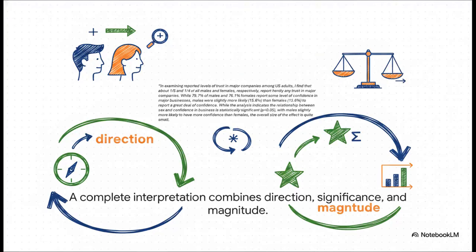Now this is how you tell the complete story. Notice how all the pieces are here. First, it gives the direction. Males were slightly more likely to report confidence. Then, it gives the significance. Yep, the relationship is statistically significant. And finally, and this is so important, it adds the crucial magnitude. The overall size of the effect is quite small. See? That is a complete, honest, and truly insightful conclusion.